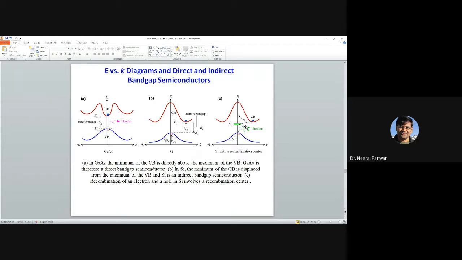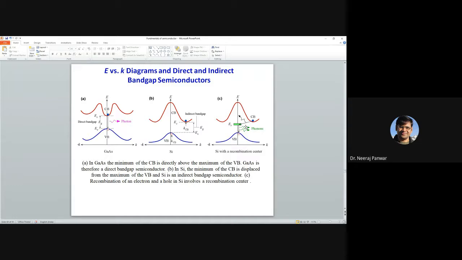So this is the reason why indirect band semiconductors cannot be used for making LEDs, because we don't have the generation of a large number of photons. In case of indirect band semiconductors, most of the energy difference is used in heating the semiconductor.